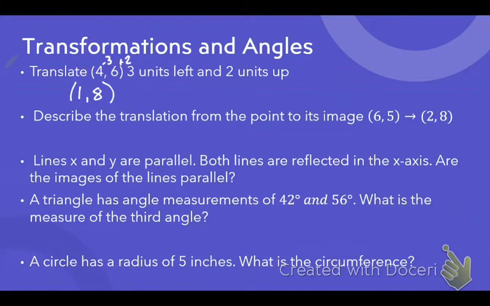Okay. So to describe the translation from one point to its image, I'm looking at my x values. If I were to go from a 6 to a 2, which way am I moving, left or right? I'm moving to the left. How many units? Okay, so I'm going to say left, 4 units. And then on my y values, to go from a 5 to an 8, you go up 3. I would go up 3 units.